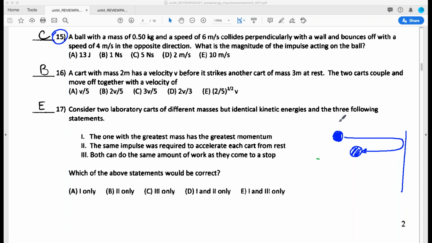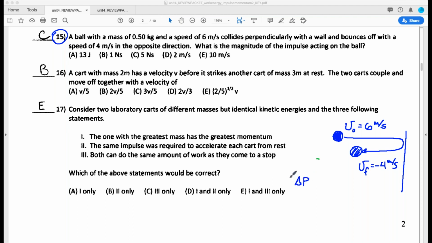So the ball has an initial speed of 6. Let's say it's moving to the right, so we'll call that positive. And it collides perpendicularly with a wall and bounces off with a speed of 4. So whatever we want to call this, 4 meters per second, it has to be negative. That's the key. That's the issue that people will make mistakes with. The mistake that a novice physics student will make is call the delta v 2.